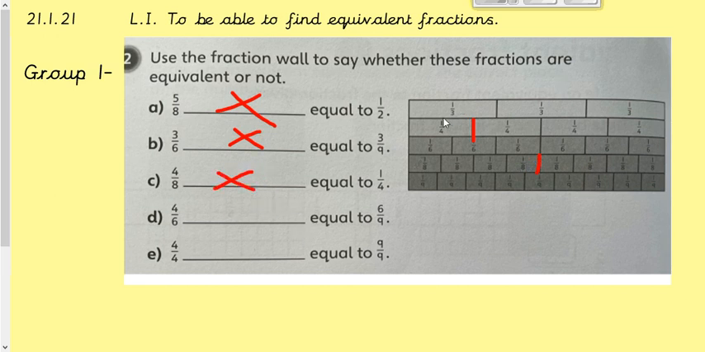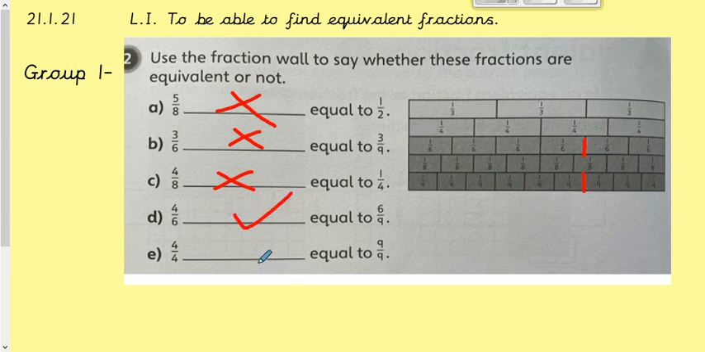4/6 then is equal to 6/9. So 4/6 is 1, 2, 3, 4 is equal to 6/9. 1, 2, 3, 4, 5, 6. And there we go. We have an equivalent one because it takes up the same amount of space in your bar. Okay, so therefore that is equal.